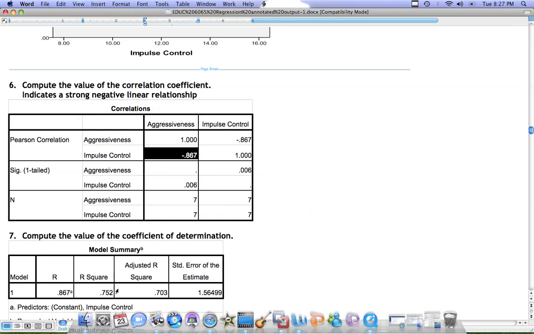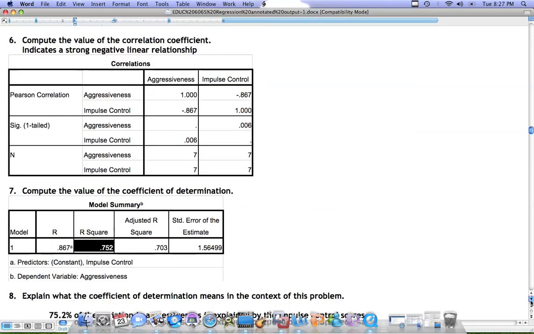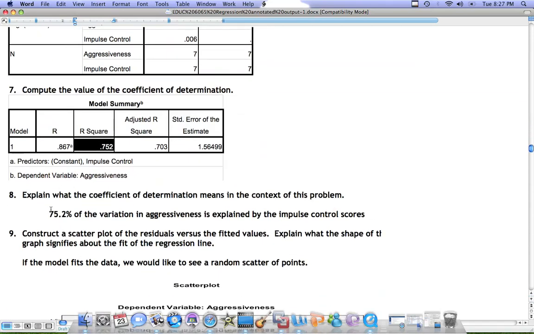Another piece of information that can tell us about the quality of the prediction is the R-squared value. The R-squared value is given in SPSS in the model summary table. The R-squared in this case is 0.752. R-squared can be interpreted as a percentage. We say that 75.2% of the variation in our y variable aggressiveness is explained just by knowing the impulse control scores.